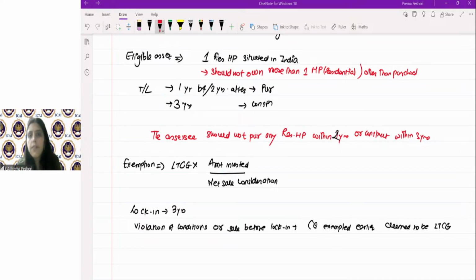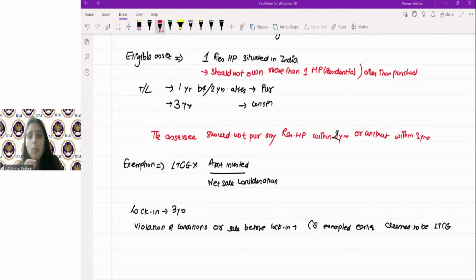Now, under 54F, one issue which arises, which is also provided under your case law section, is: can exemption under 54F be denied on the ground that the house is purchased by the assessee in the name of his wife? The funds are contributed by the assessee, but the house is purchased in the name of the wife. So can the exemption in this section be denied?